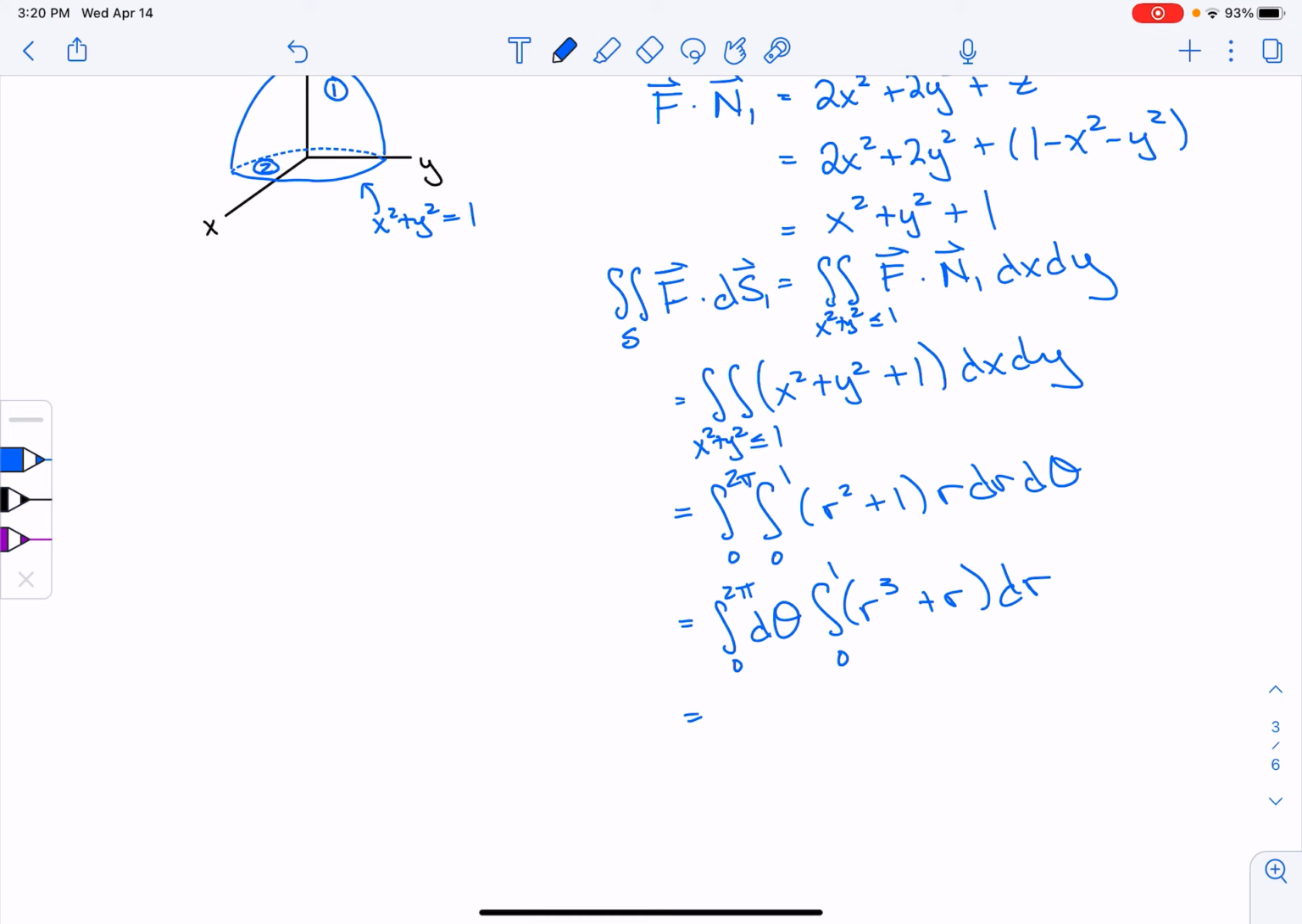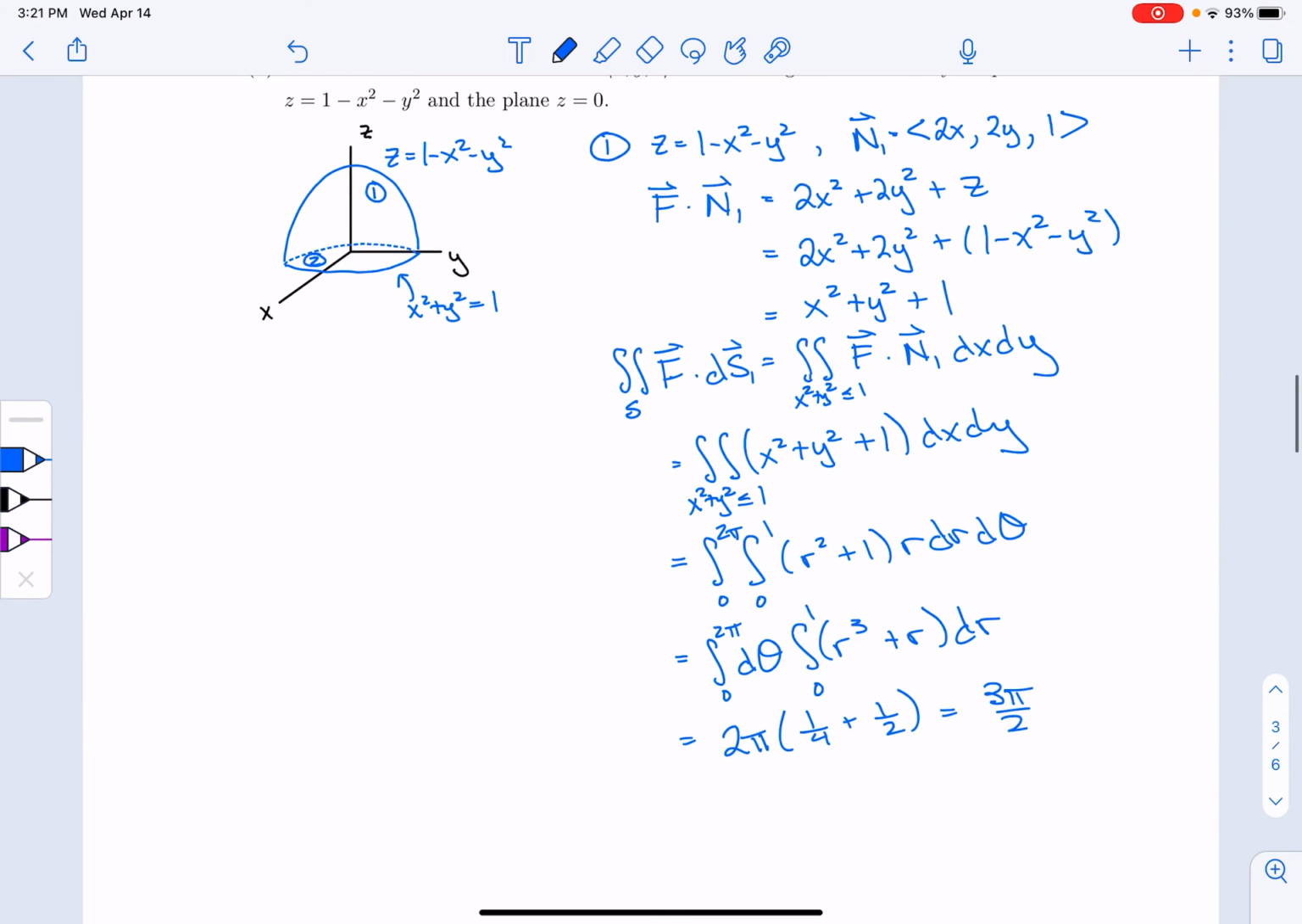The theta integral becomes 2 pi. And then the integral of r cubed from 0 to 1 is 1/4. And the integral of r from 0 to 1 is going to be 1/2. So in fact, I get that the flux through that surface is 3 pi over 2. So that is the flux through surface 1.